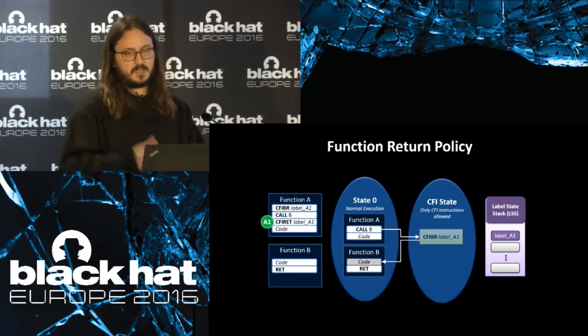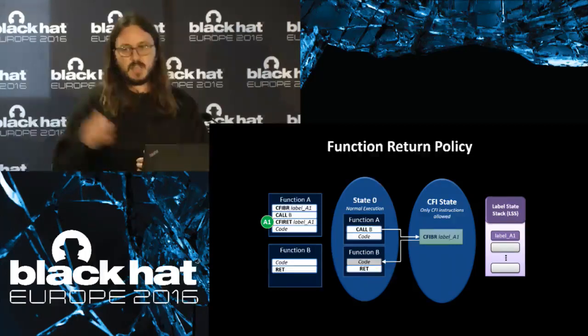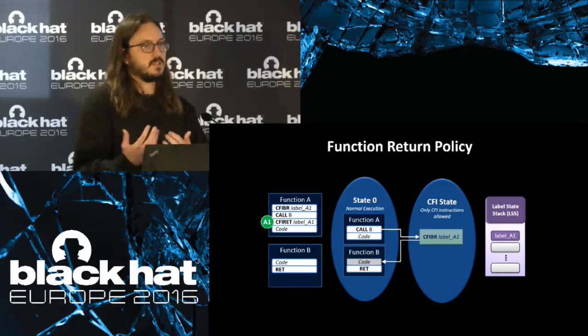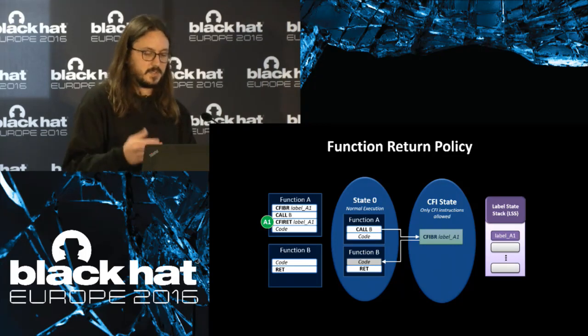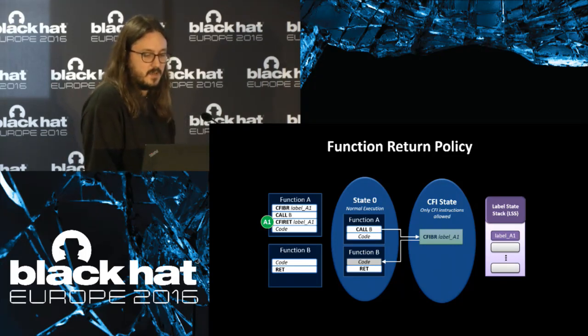I make a call from A to B, I make a call from B to C, I can't return from C to A in this implementation, right? So the shadow stack tightly couples these and enforces that I'm only returning to the most recent call site.